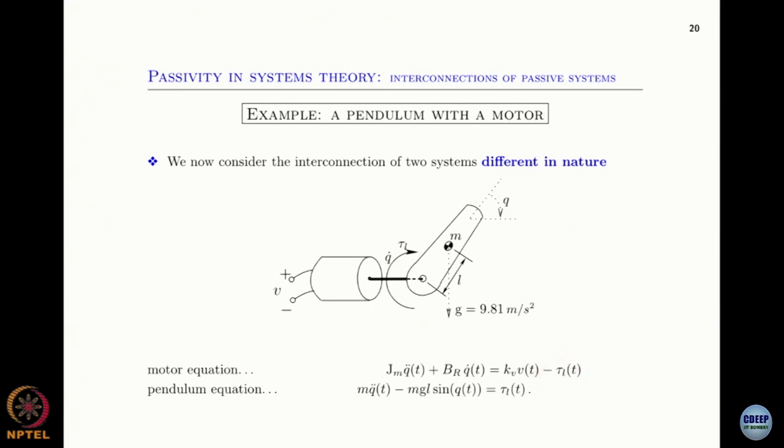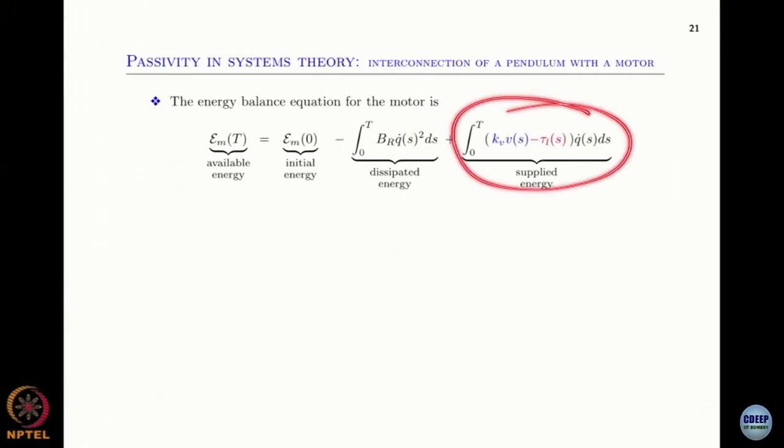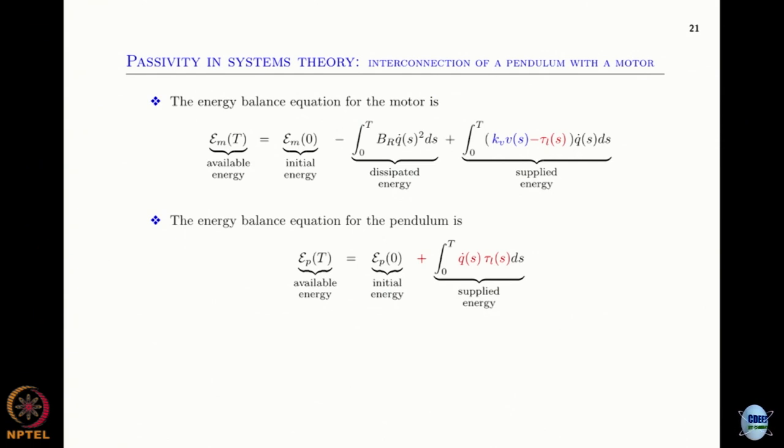But there is the load, okay? So I inject some energy into it, but some energy goes into moving the pendulum. So the supplied energy will look like this. And the pendulum is all happy because it only sees energy coming in, so there is supplied energy there, and there is some initial energy, and there is then available energy. So basically, the available energy equals whatever is supplied coming from the motor, plus the potential energy that was over there already.